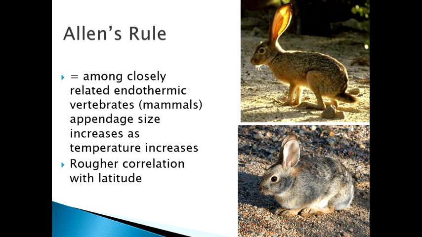It refers mostly or exclusively to mammals, and this says that appendage size, any part of the body that extends away from the torso, increases as temperature increases, which means there would be a rough correlation with latitude. The lower picture is the classic bunny that we see around here eating our garden, but the upper picture is the jackrabbit. That's more common in places like Texas and Arizona, and notice the ears are longer.